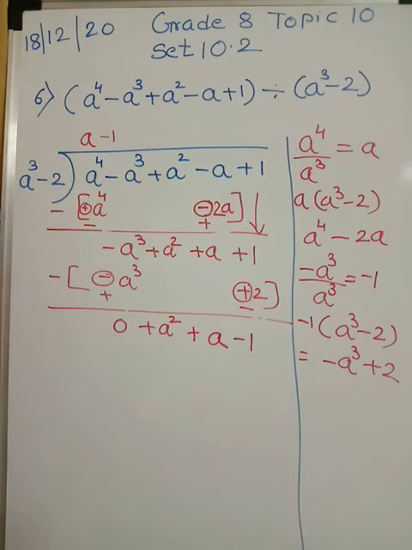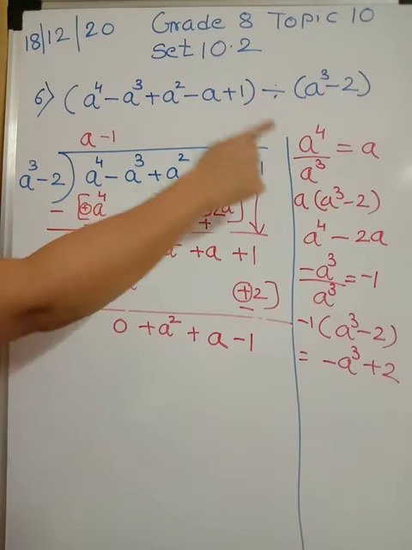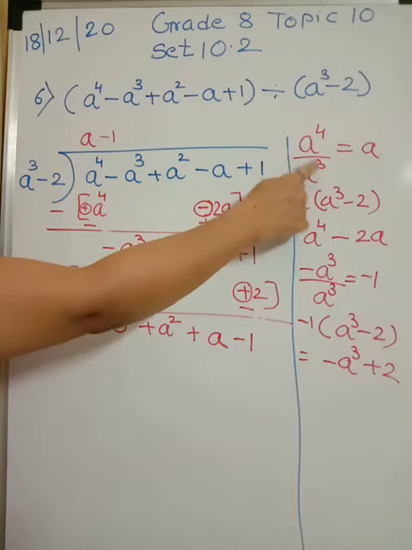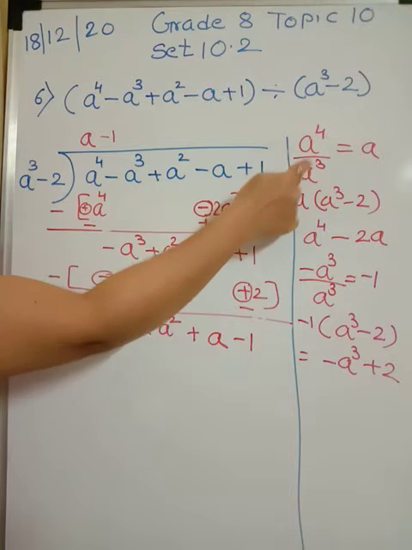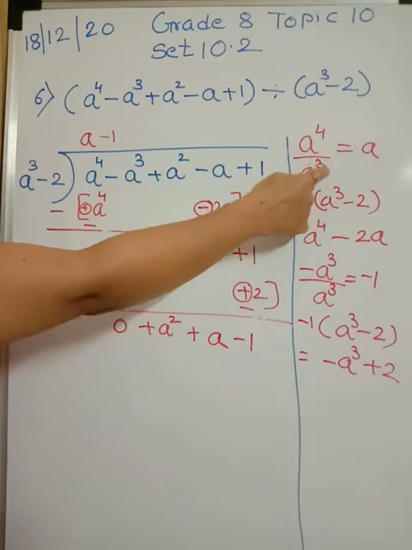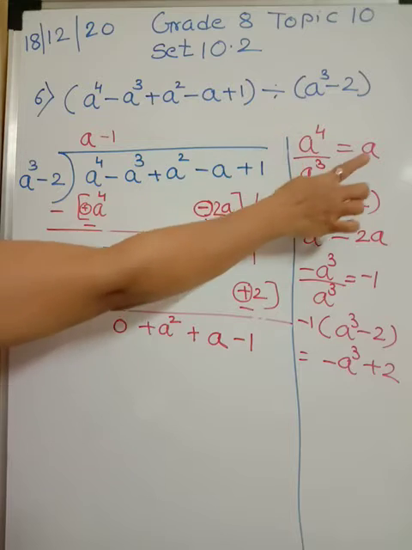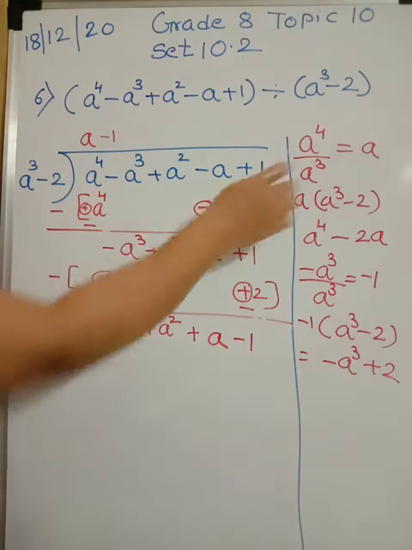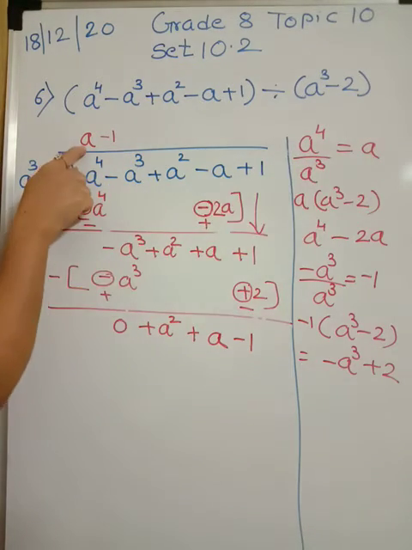Now as the first step, I have taken the first term from the polynomial and I am dividing it by the first term from the divisor. So a raised to 4 upon a cube. So a is repeating 4 times, and here a is multiplied by itself 3 times. So 3 a's get cancelled and 1 a remains. You have a remaining a. So this is your quotient. I have written it over here.